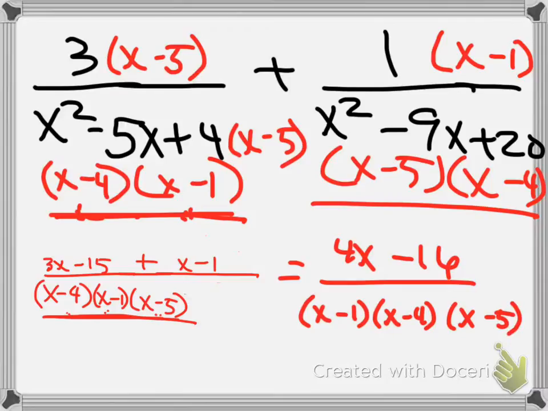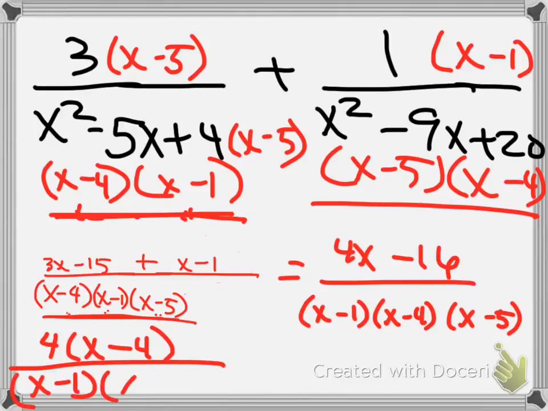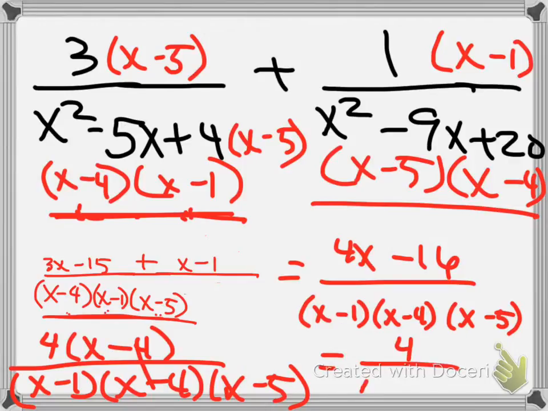Now, can we factor that? What can we take out of both of those? We can take out just a 4 out of both of them, right? So we'll have an x minus 4 over x minus 1, x minus 4, and x minus 5. Why did I take something out? Because now you can cancel, and then it gets smaller, and I'll have a 4 on top, and then x minus 1 and x minus 5.